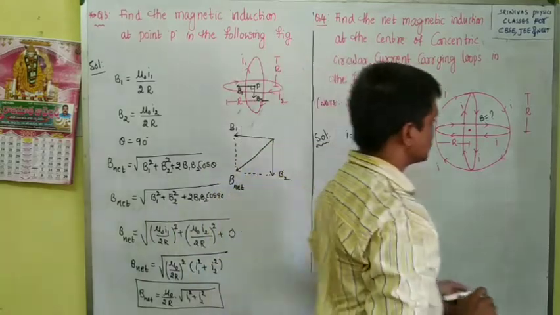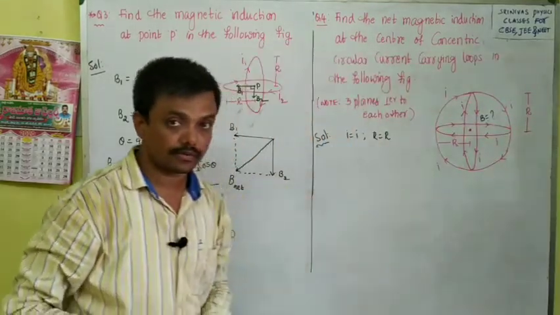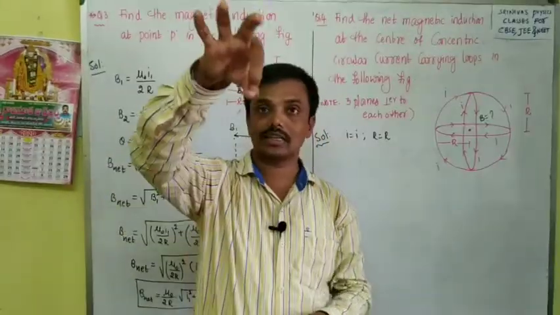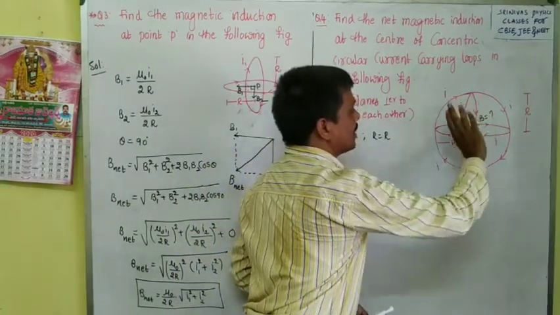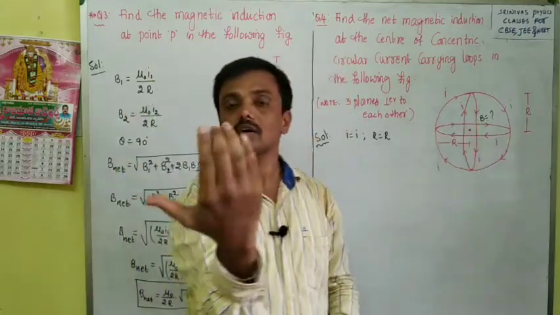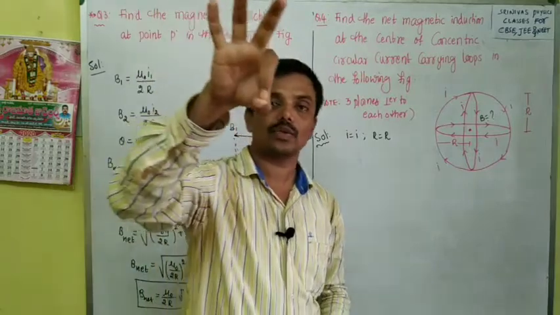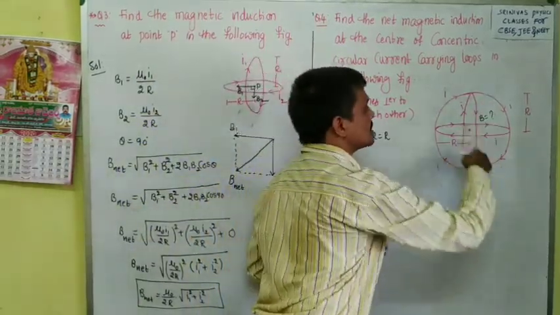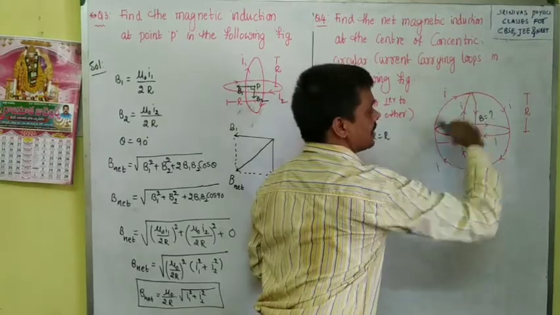Let us see how the loops are. There are 3 loops. One is vertical, it will be like this, and the current is going like this, and the field will be on the left side. One is a vertical loop and the other one is a horizontal loop. Already we know, due to the vertical loop, the field direction is left side.